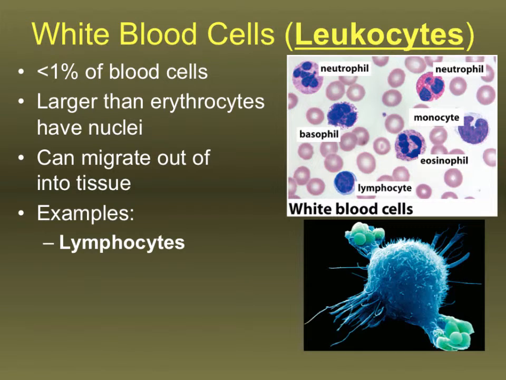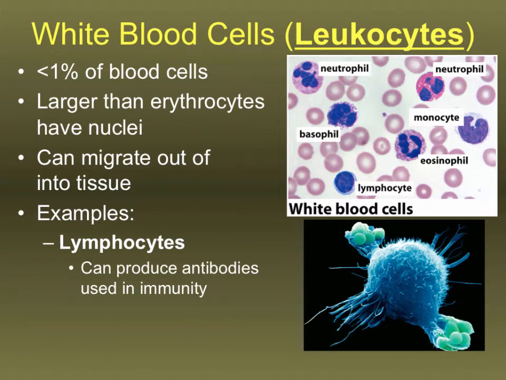So we can see things like lymphocytes. Lymphocytes are involved in producing antibodies for immunity. So when you're sick, when you've been exposed to a pathogen, lymphocytes are involved or can be involved in producing antibodies that will then fight off that pathogen the next time your body sees it.